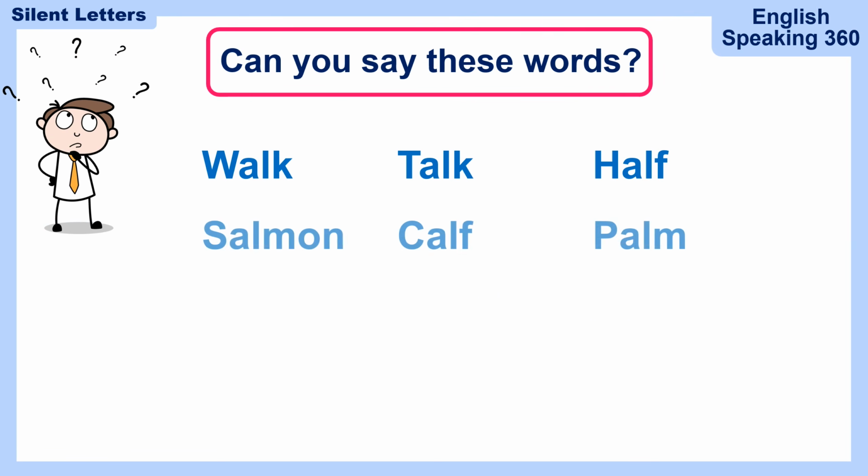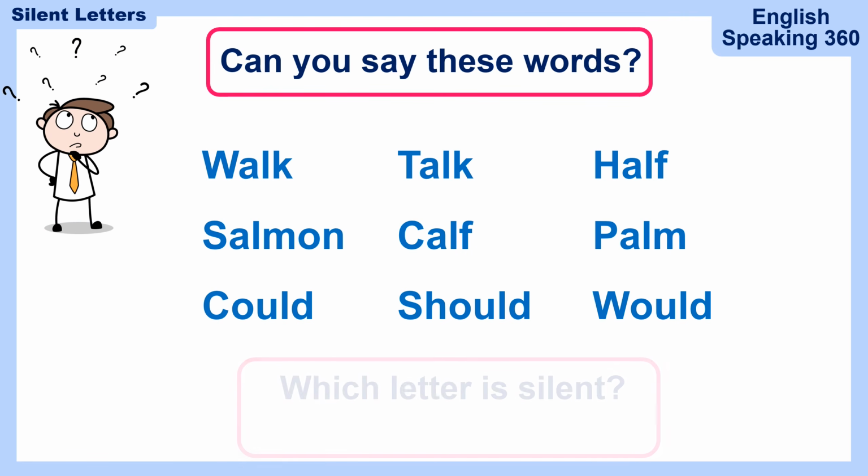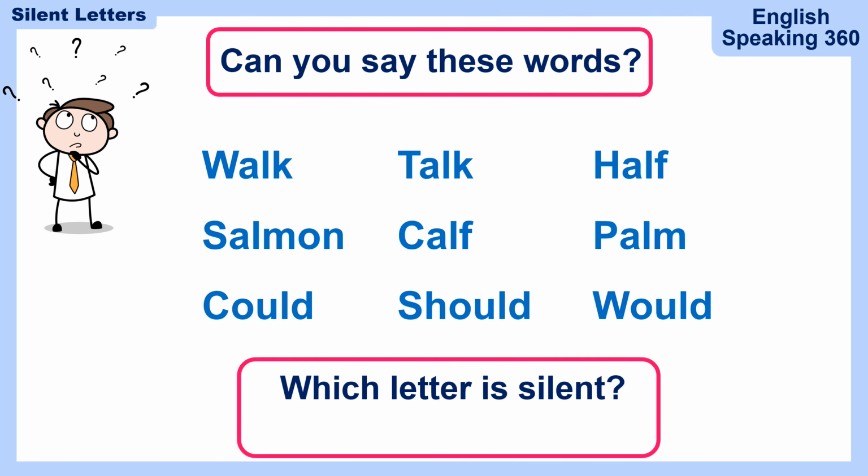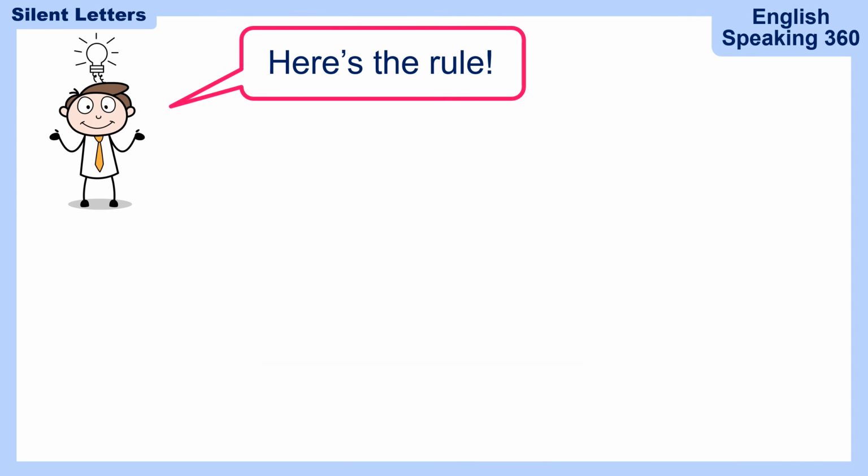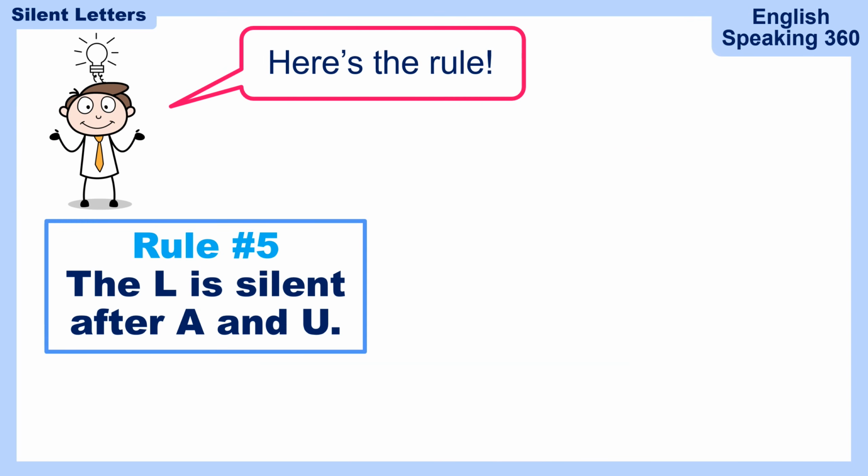Can you read these words? You probably can. Which letter is silent? You should be able to tell me. And what's the rule? Here's the rule. Rule number 5 is the L is silent after A and U.